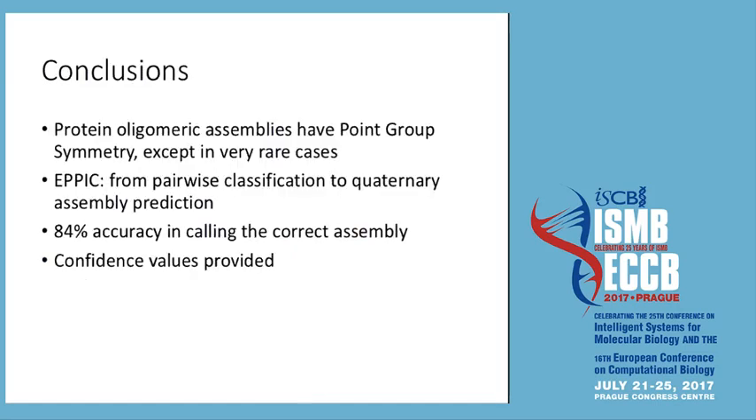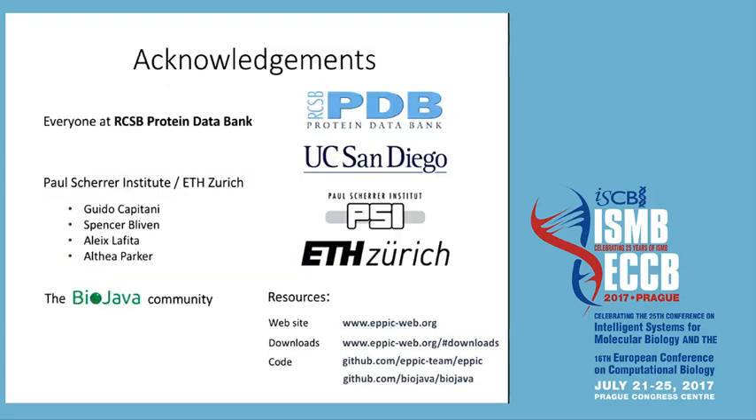So with that, the conclusions are that it's important to say again that proteins are symmetric, and there are rare cases where there are exceptions, and it's important to prove that those are real from experimental data. We presented this pairwise classification first, and then quaternary assembly prediction with EPPIC, which is 84% accurate. And importantly, we now provide confidence values, which can be very useful for the community to do large-scale analysis with this.